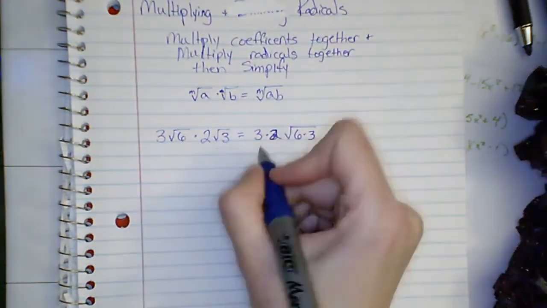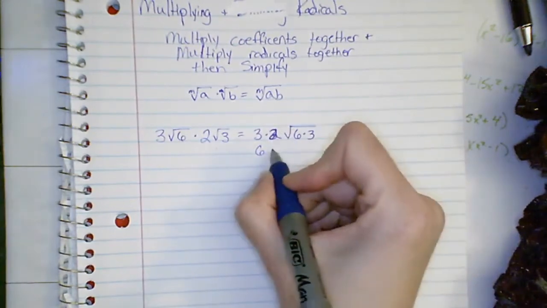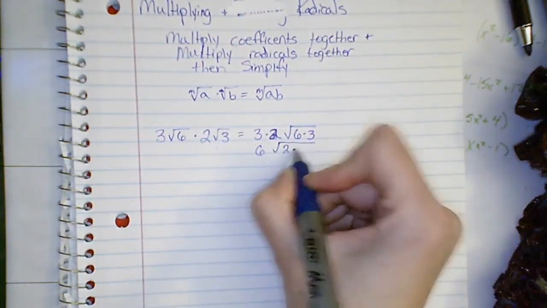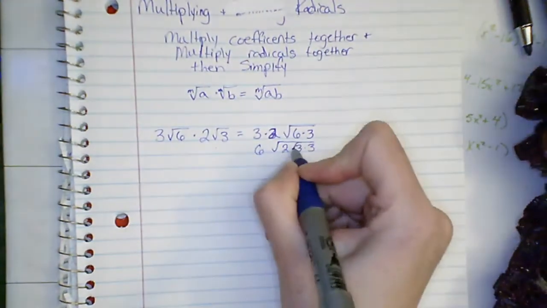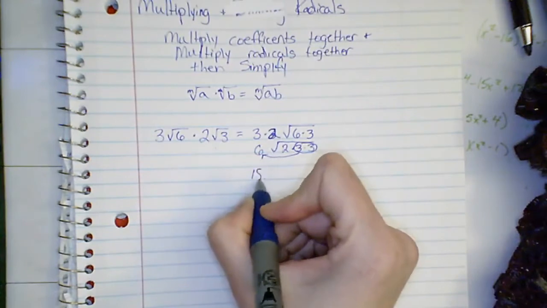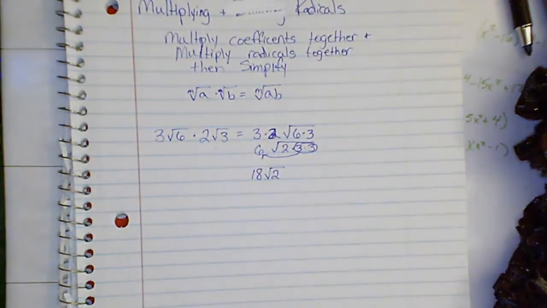Well, 3 times 2 is 6 for the outside. But the inside, we can keep breaking these numbers up so that we have 2 times 3 times 3. Instead of having 18, we can go ahead and break up the factors even further. So we have a group of 3's, and that 3 comes out to the 6, giving us an 18 outside, and the 2 stays in.